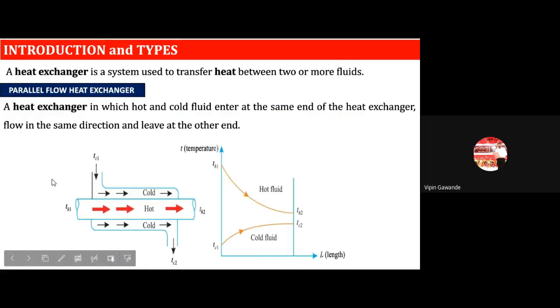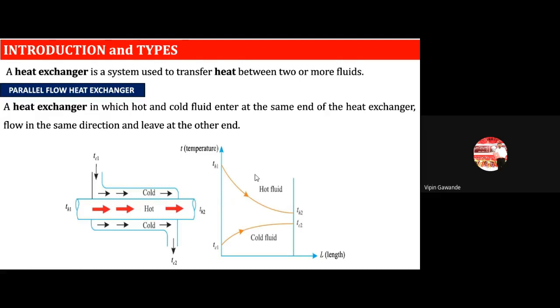Now all of you know this one. What is a heat exchanger? It is a system used to transfer heat between two or more fluids. I'm not going into detail of this theory; we will only concentrate on the concepts. There are different types of heat exchanger. One is the parallel flow heat exchanger. As the name suggests, parallel flow means both the fluids, the cold and hot fluid, are flowing in the same direction.